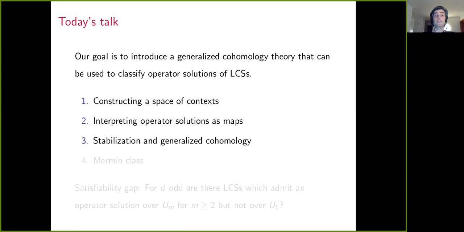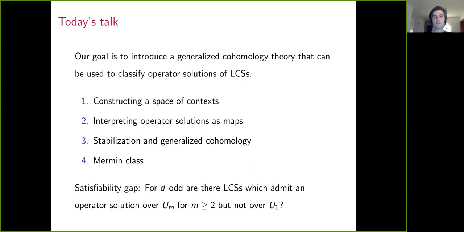And there's a procedure that helps you to compute the homotopy classes of maps, which is called stabilization. This procedure eventually gives rise to generalized cohomology theories. And finally, I will tell you how the well-known example of the Mermin square can be seen as a class in this generalized cohomology theory.